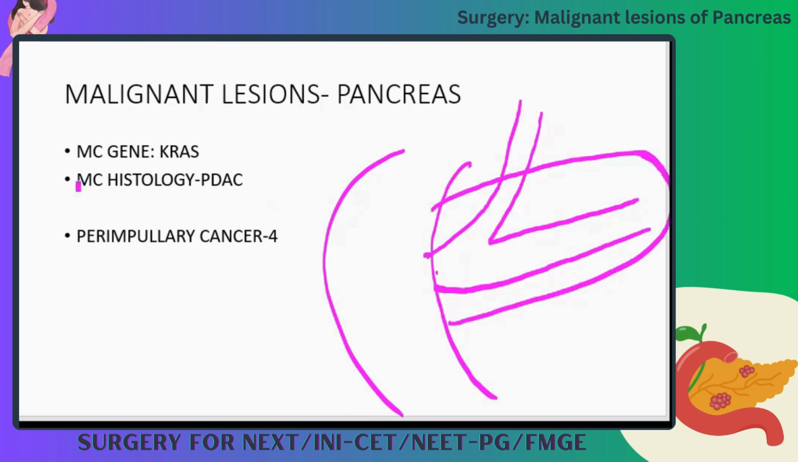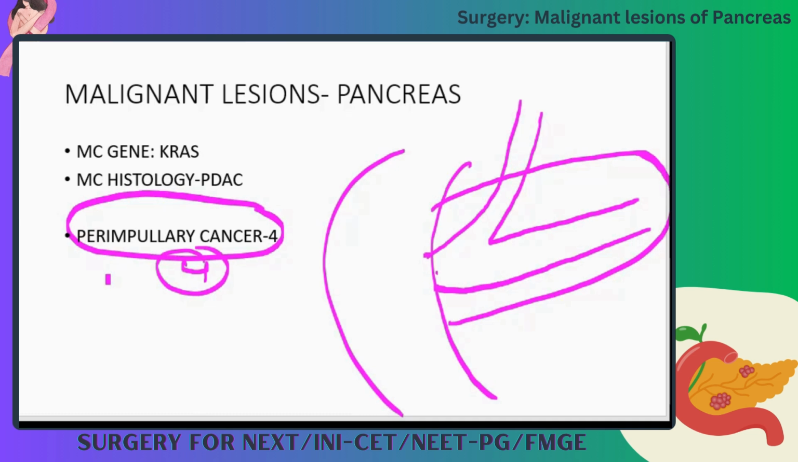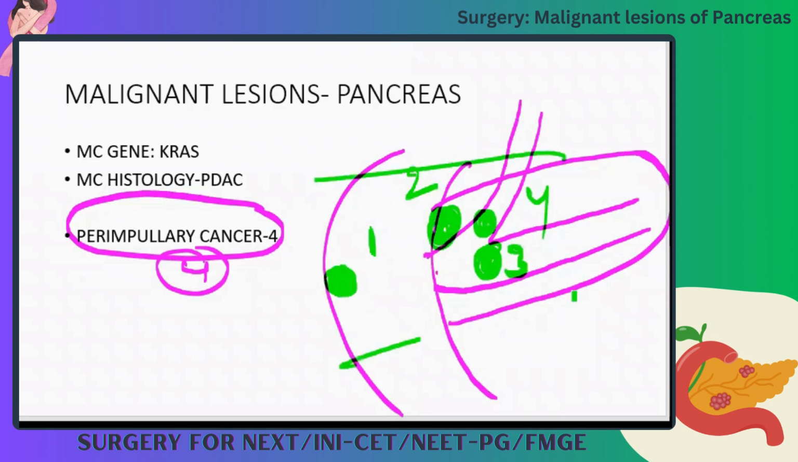Okay. So now look here. There is a term called periampullary cancer. It includes four different malignancies. See, duodenal malignancy, a malignancy arising from the duodenum, D2, that is 1. A malignancy arising from the head of the pancreas, that is 2. A malignancy in the pancreatic duct or in the bile duct, 3 and 4. Okay, 1, 2, 3, 4. These all are grouped under periampullary cancer.